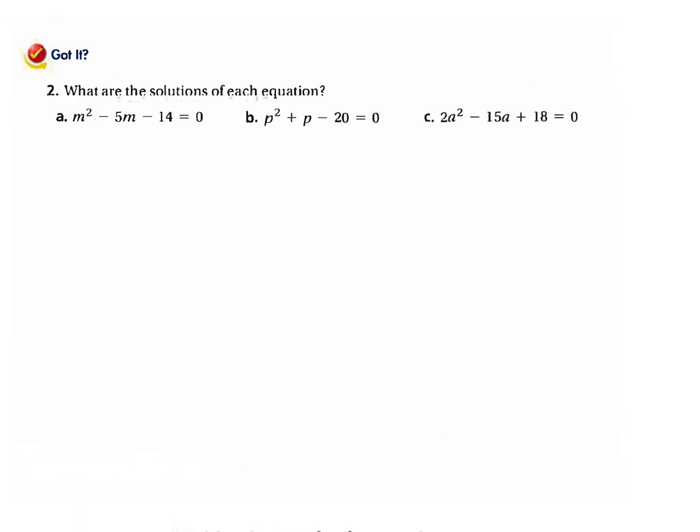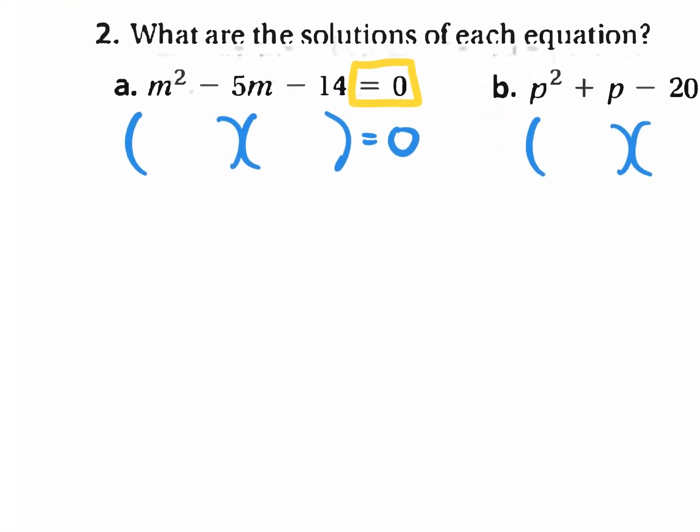All right, so we want to find the solutions of each equation. Now all of these are good. They're all equal to 0. So all 3 of these can use the ZPP. However, all of them are missing their parentheses. Okay, this one needs its parentheses. So does the second one. So does the third one. So all of these are going to need to be factored using the star method. So we'll just work on one at a time.